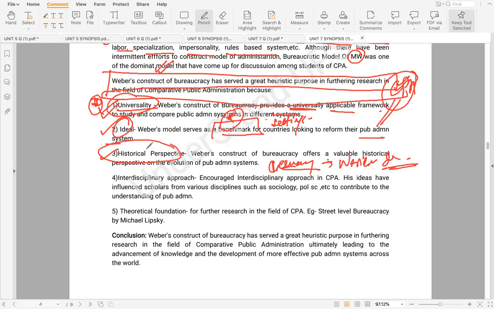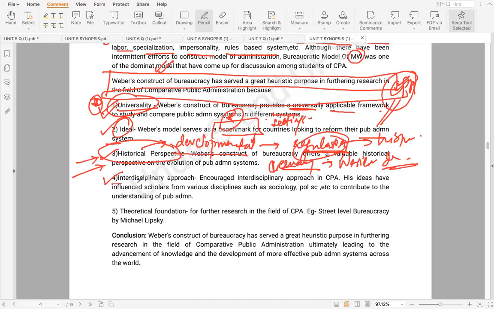So you know that Weber's bureaucracy has failed in performing developmental functions. However, it was successful in performing regulatory functions. This was back then, so it is offering a historical perspective in the sense that when the need of the hour was regulation, then Weber's bureaucracy is perfect. However, in development, it will fail. And this will help us in coming down to a point of comparison as well.